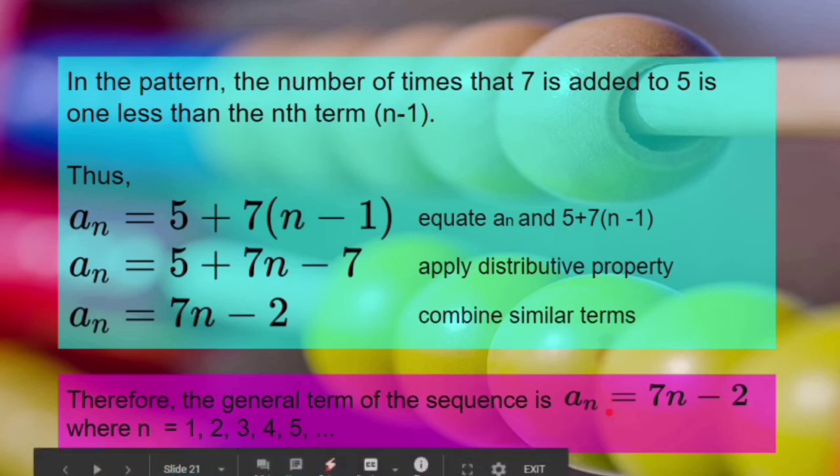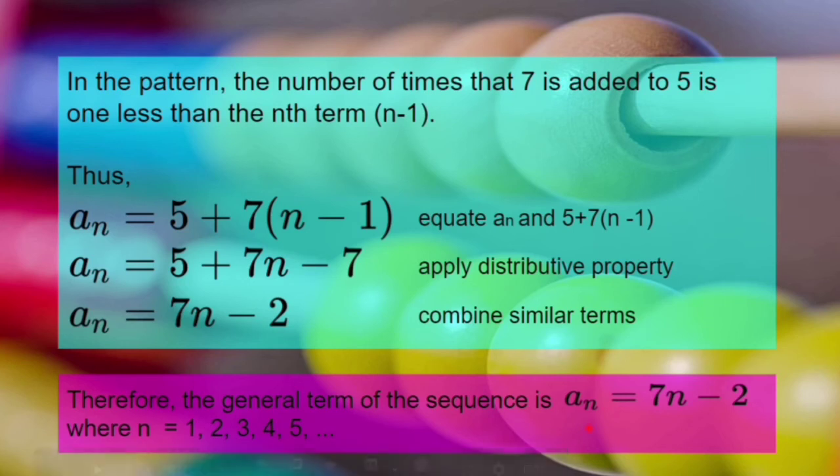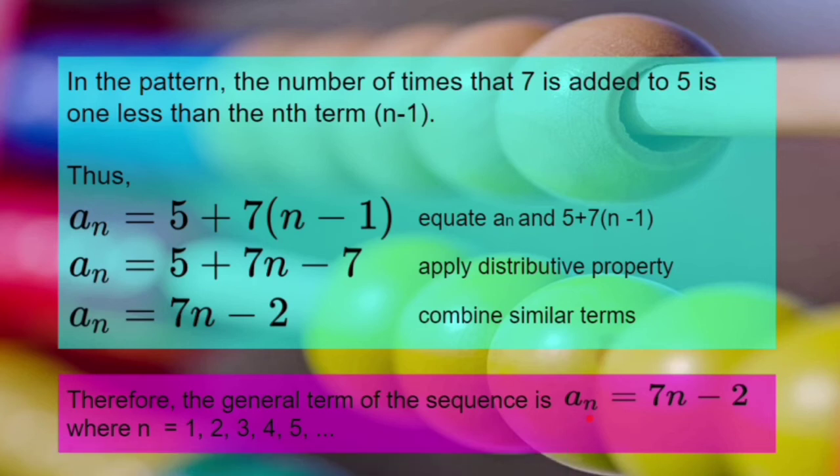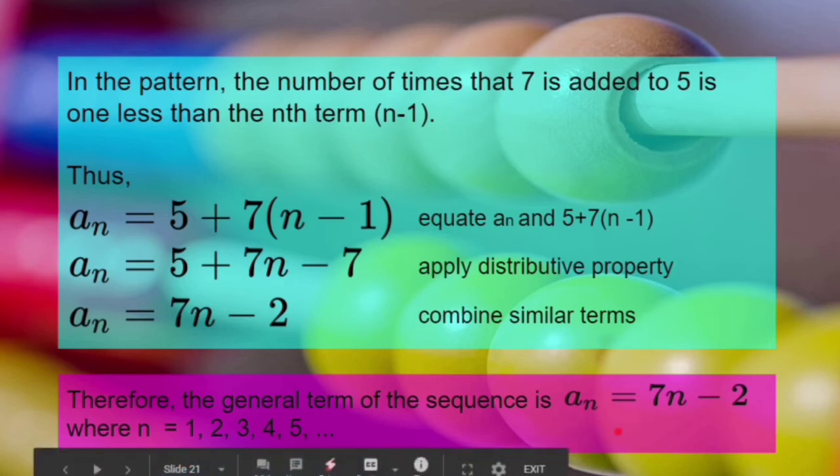So, meaning to say, if we are going to find the 10th term of the sequence, we do not have to continue the table that we did a while ago. We will just use this general term a sub n equals 7n minus 2, by substituting n by 10. Okay? If we are finding, let's say, the 200th term of the sequence, just substitute n by 200, and then you will get the 200th term of the sequence. Okay, so that is the use of our general term.